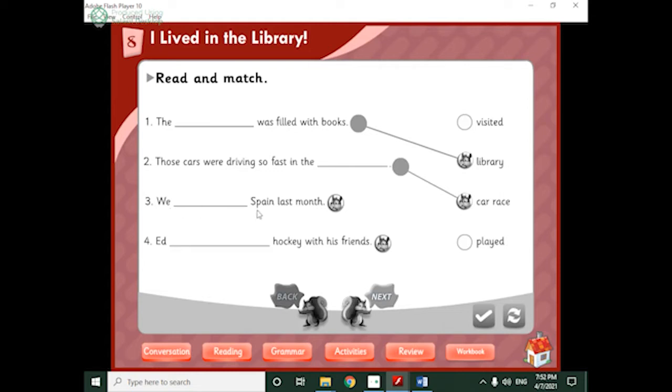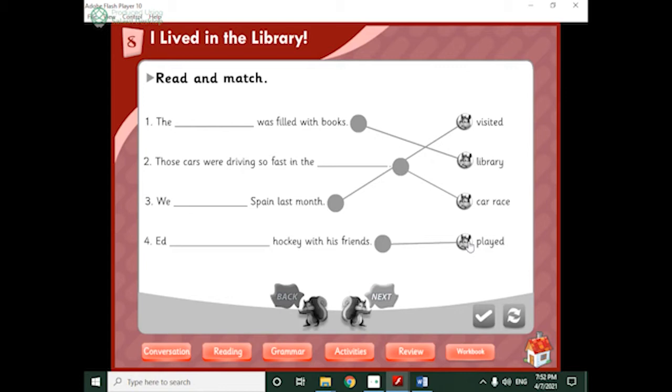Number 3, we blank Spain last month. Spain means Spain. Of course, we visited Spain last month. And number 4, Ed blank hockey with his friends. Of course, Ed played hockey with his friends. As I say, always try to do all the exercises on your own, then check your answers with me.